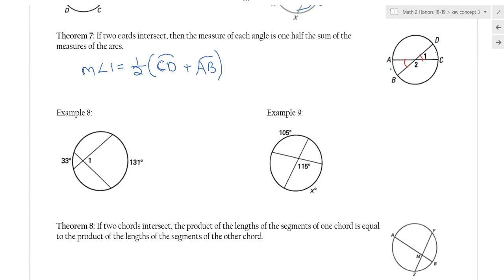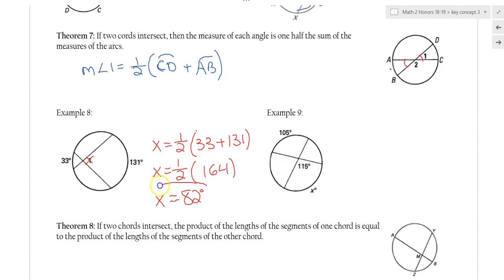So let's look at an example. So our angle is going to be x. So x equals 1/2 times 33 plus 131. I'm going to do inside the parentheses first. 164. Then I'm going to multiply those together. 1/2 times 164, or 164 divided by 2 is 82 degrees.